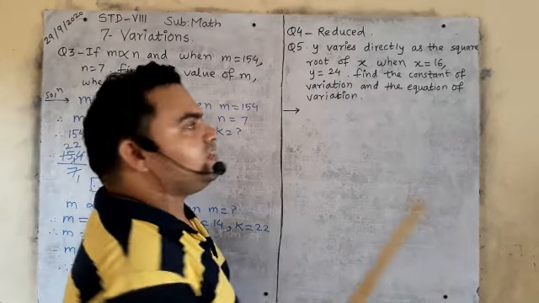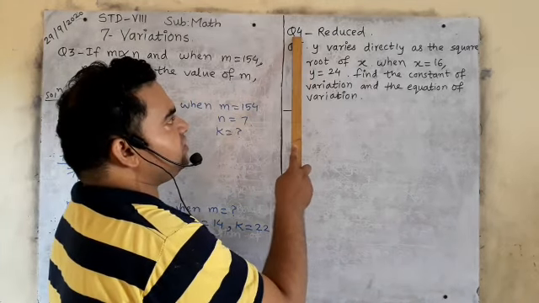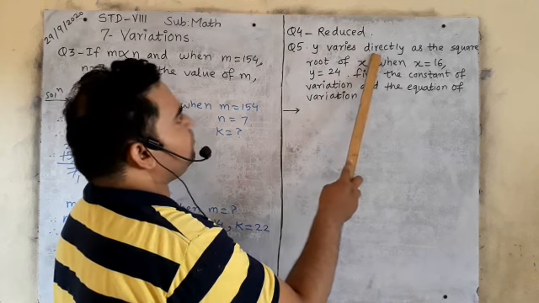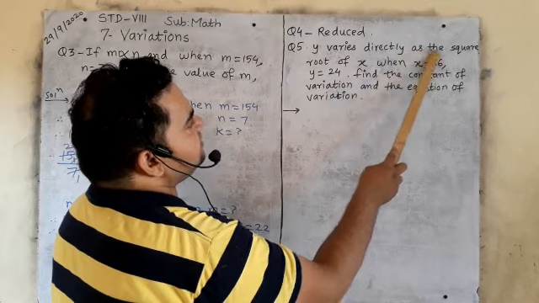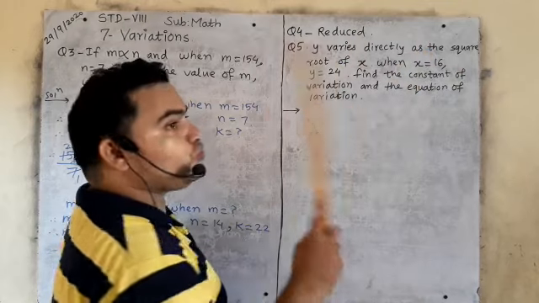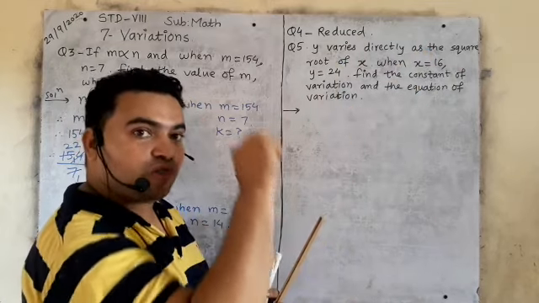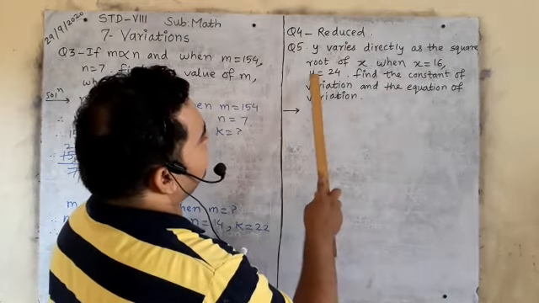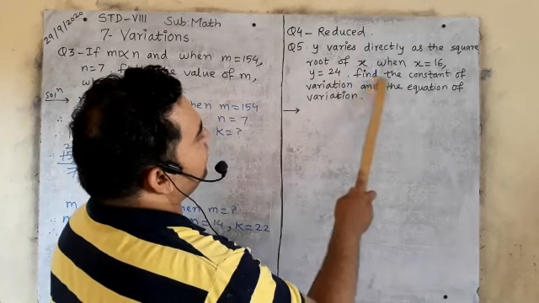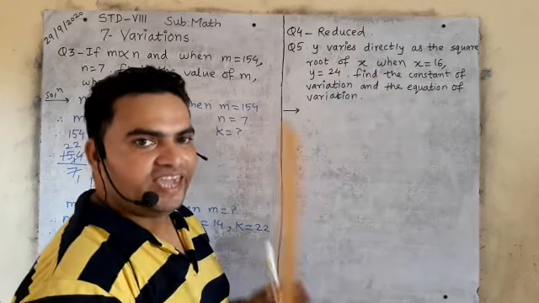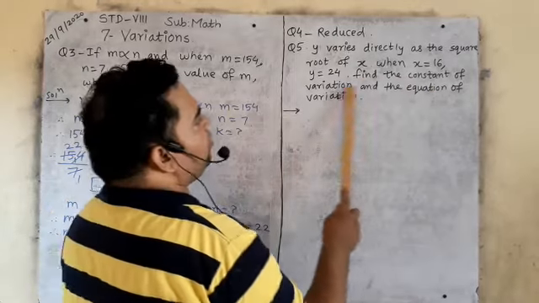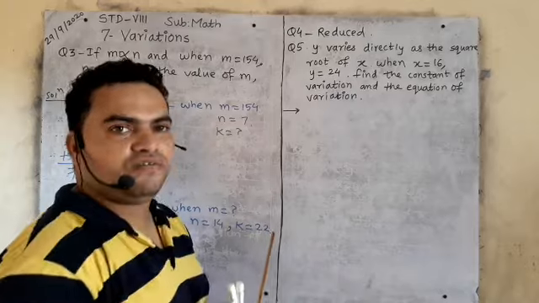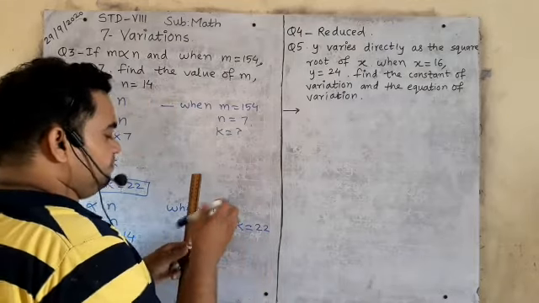Understood? Now see question number 5. Question number 4 is reduced. Y varies directly, means y is directly proportional to the square root of x. Square root means x will come inside the square root. Okay, when x is equal to 16 and y is equal to 24, find the constant, means we have to find the value of k for the constant of variation, and also we have to find the equation of variation.